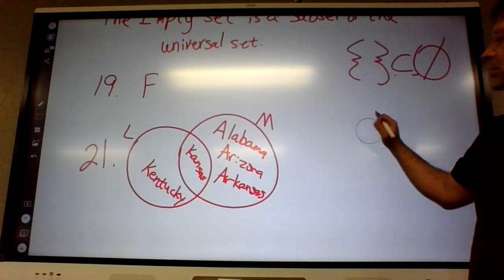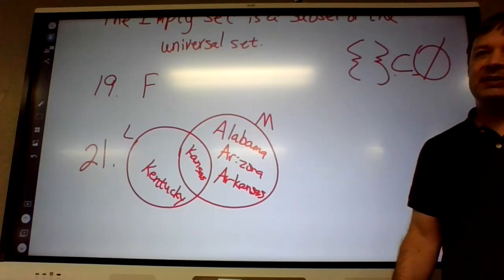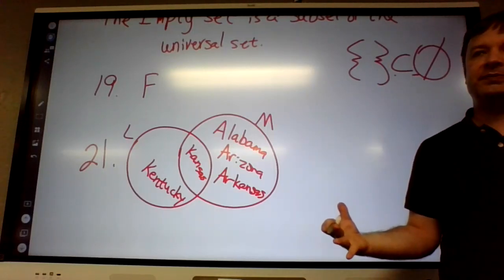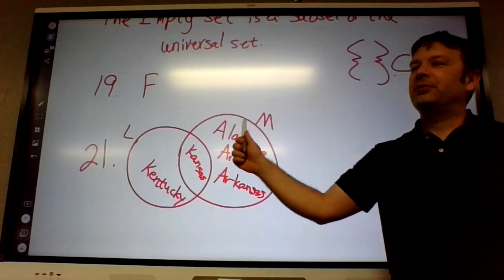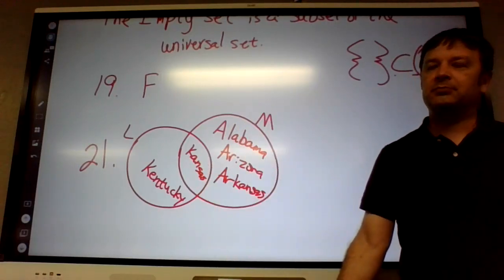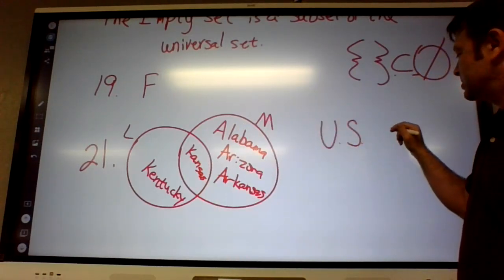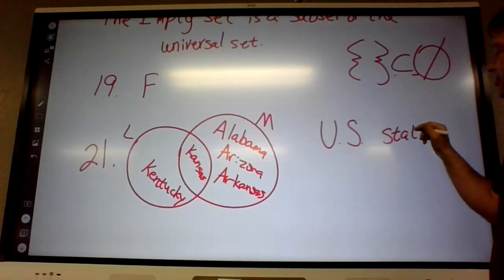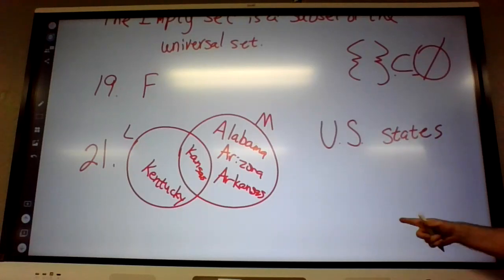Okay, what is a possible universal set that these guys are living inside of? Like, what's the subject? What do all these elements have in common? States. Yeah, they're U.S. states. That's another question they asked us. What might be the universal set? Like, what might they be choosing from? The answer is U.S. states.